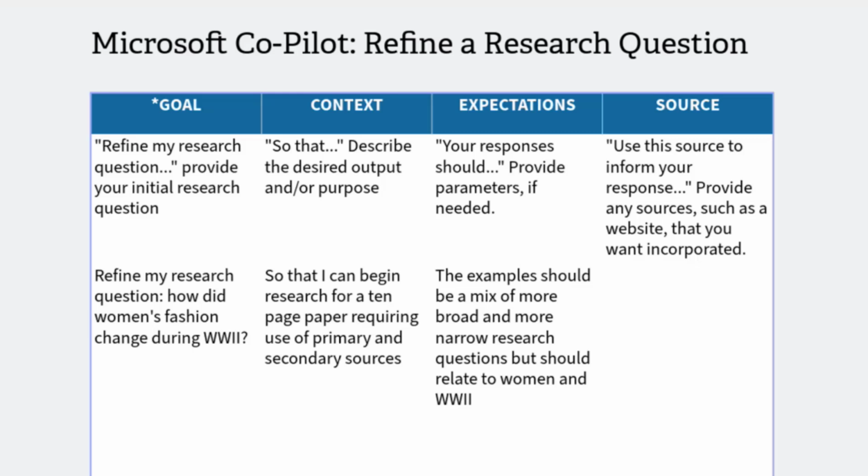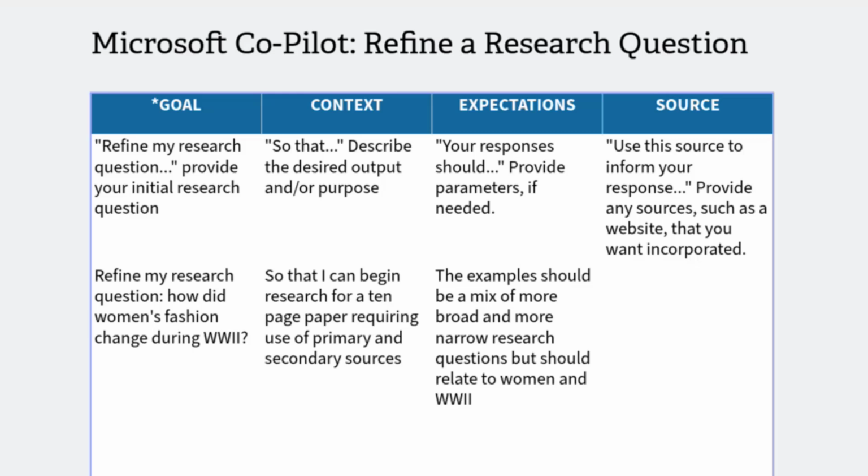There is a prompt generation model that Microsoft Copilot recommends, and it is goal, context, expectations, and source. I'm going to walk through each of these and give you an example of how these can be used in a research context. And the most important one, and the one that is really required out of all of these, is goal. So goal would be, what do you want it to do?